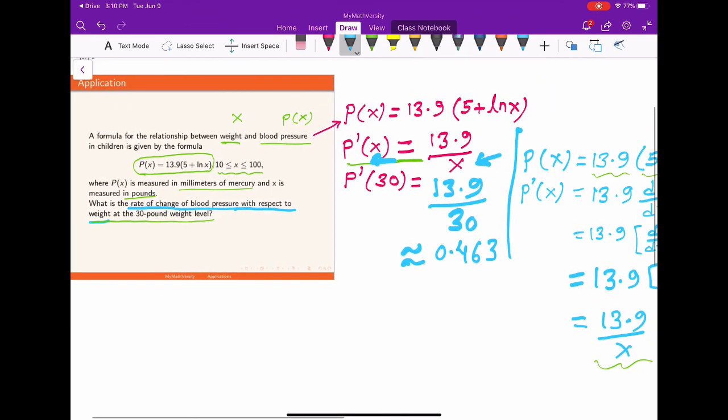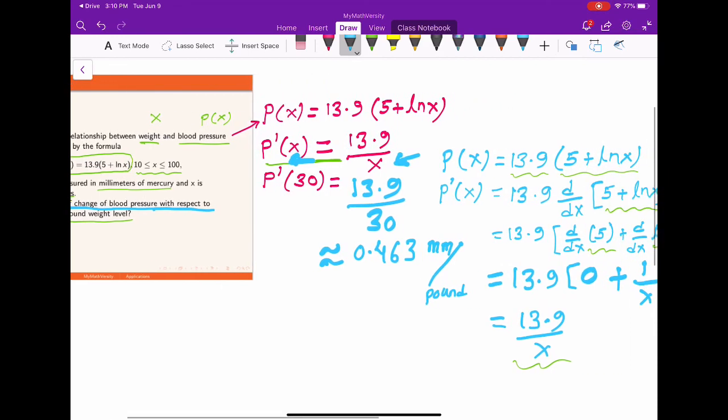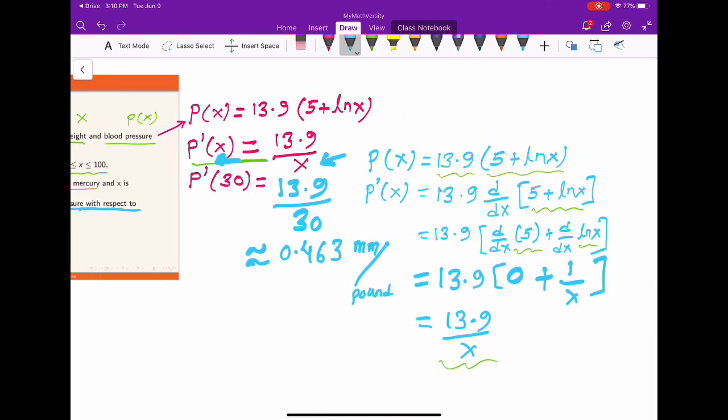Since P of x is measured in millimeters of mercury and x is measured in pounds, if you want to write down the unit, this can be written as 0.463 millimeters of mercury per pound. All right, so this is your work and this is the required answer.